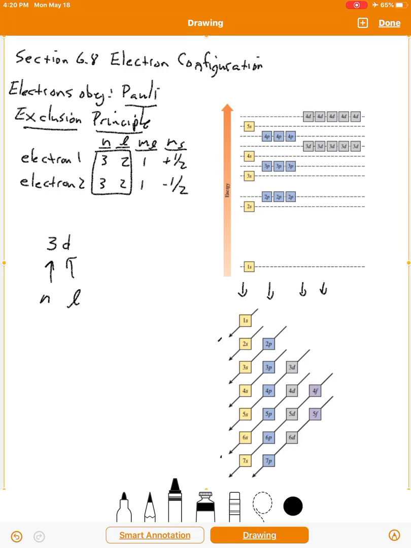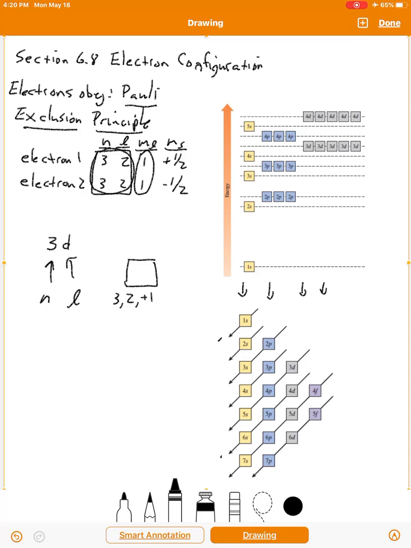So if l equals 0, that's an s orbital. If l equals 1, it's a p orbital. If l equals 2, it's a d orbital. So both of those electrons are in the same subshell. They are in the 3d subshell. Furthermore, they have the same value of m sub l, so they're actually in the same orbital. So each orbital, which we'll represent as a little box, has 3 quantum numbers associated with it: n, l, and m sub l.